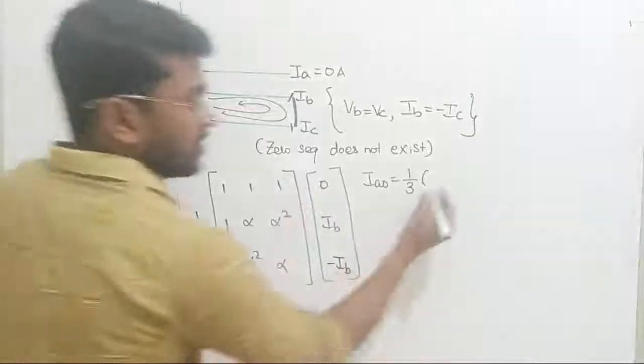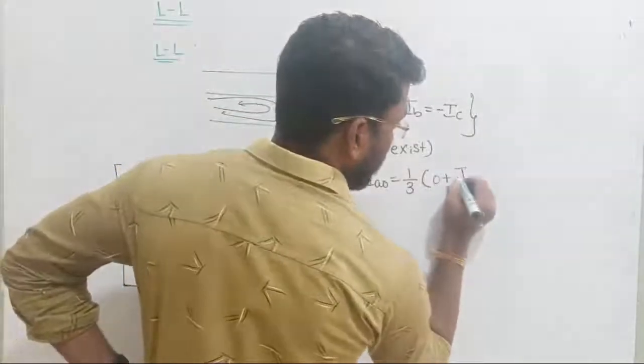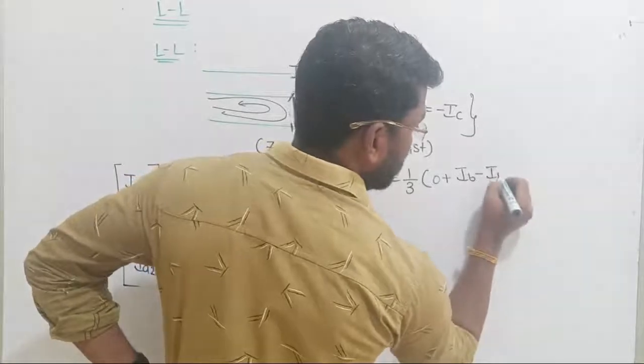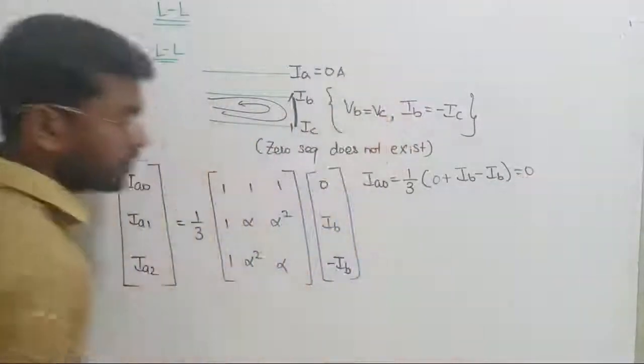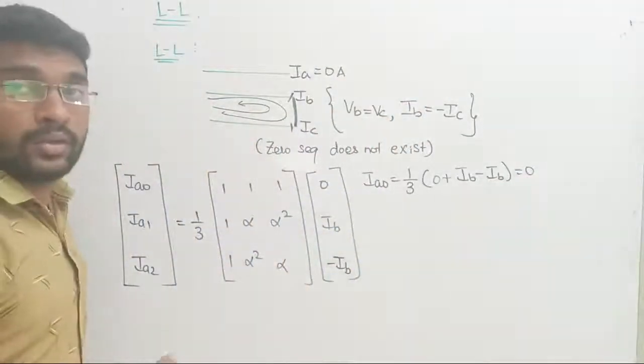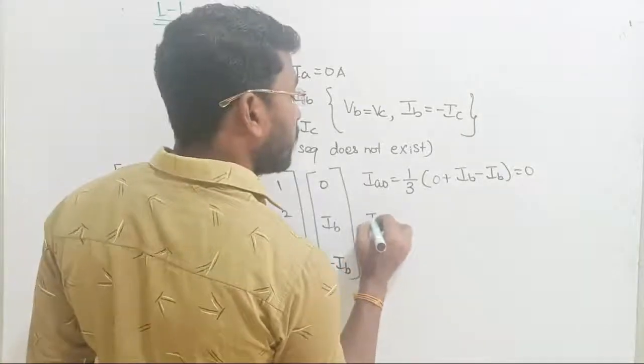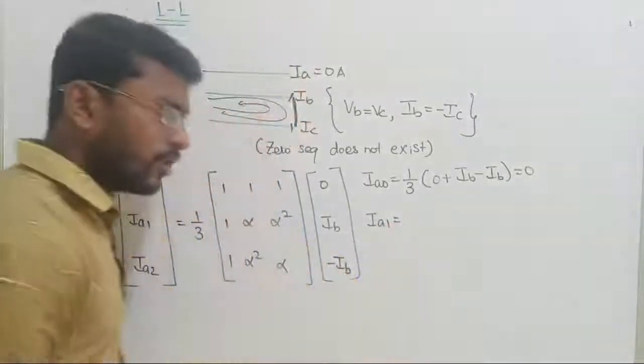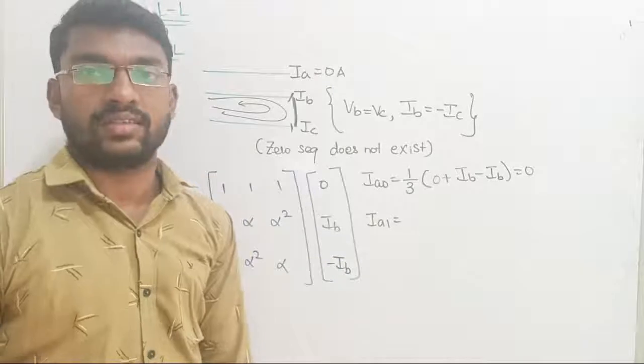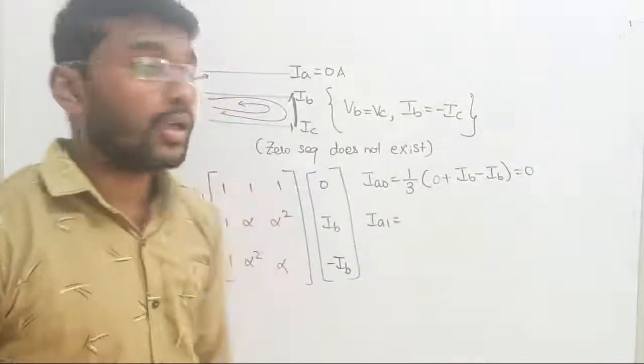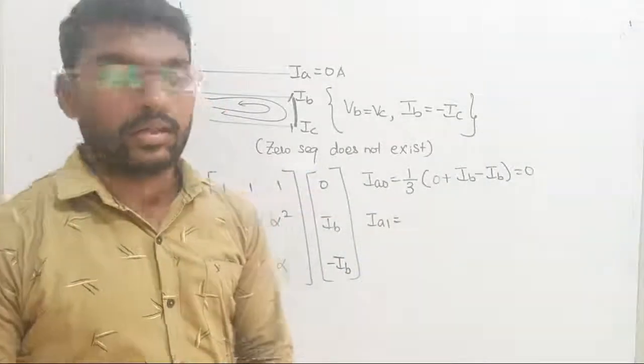First current is 0. Second current is 1 into IB. Third current is minus IB. Such that the zero sequence component is going to be 0. Yes. Let us estimate the value of positive sequence and negative sequence. I know the zero sequence component does not exist, so we are eliminating it. Why? Ground is not there, right?